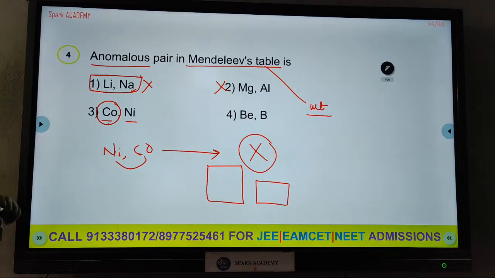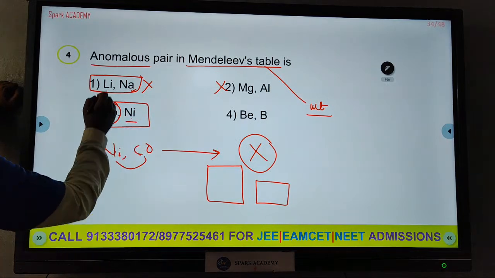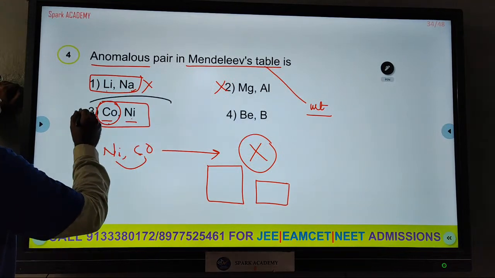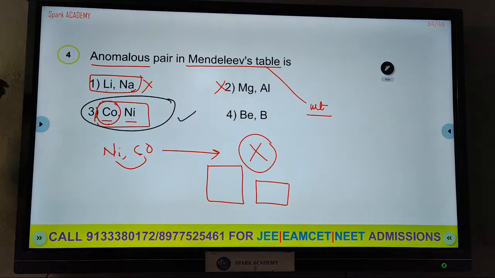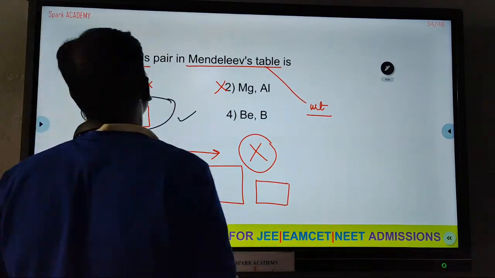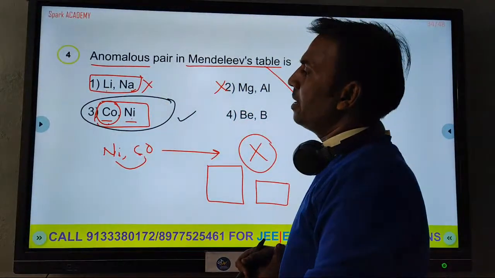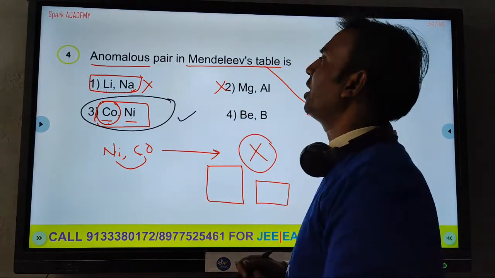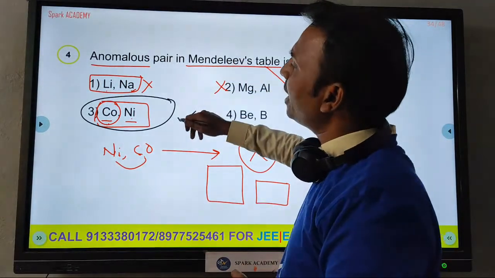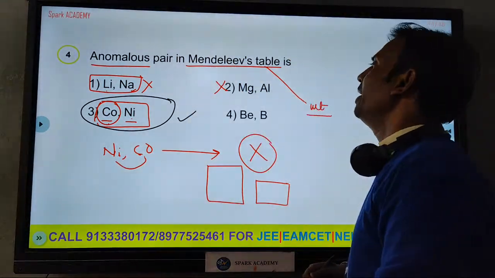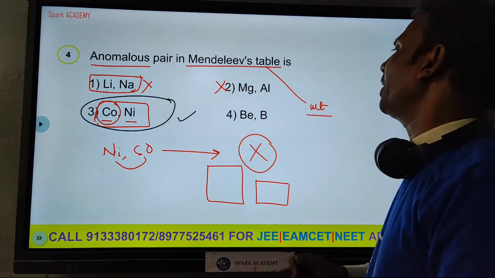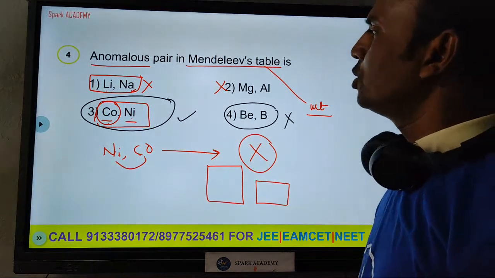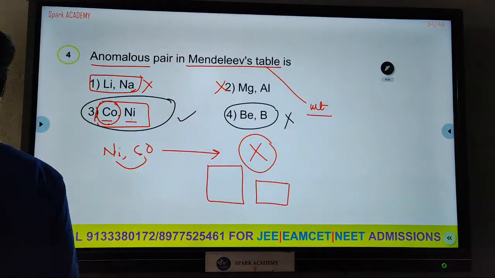So this pair acts as what? An anomalous pair. Yes, this is called an anomalous pair. So what is the answer? The answer is C, because this pair is anomalous in the case of atomic weight: the higher atomic weight comes before nickel. It is wrong according to Mendeleev, but it is correct in this question because this pair is called an anomalous pair. Beryllium and boron are proper, so that is the wrong option. The correct option is C.